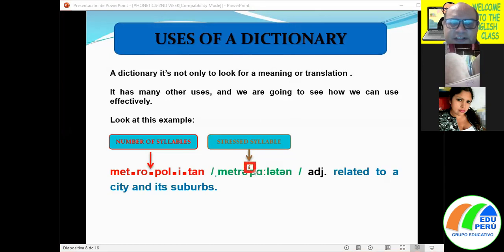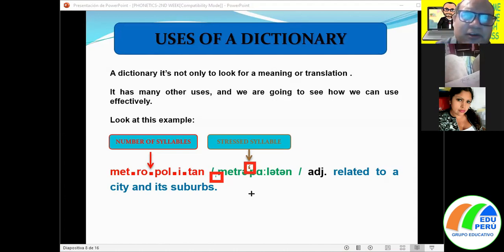Notice here, you have this apostrophe before the stressed syllable. So it means metropolitan. But teacher, I can see another apostrophe that is down. Notice, here you have another apostrophe. One is at the top and the other is down, up and down. Remember, the apostrophe which is up is the main stress or primary stress.